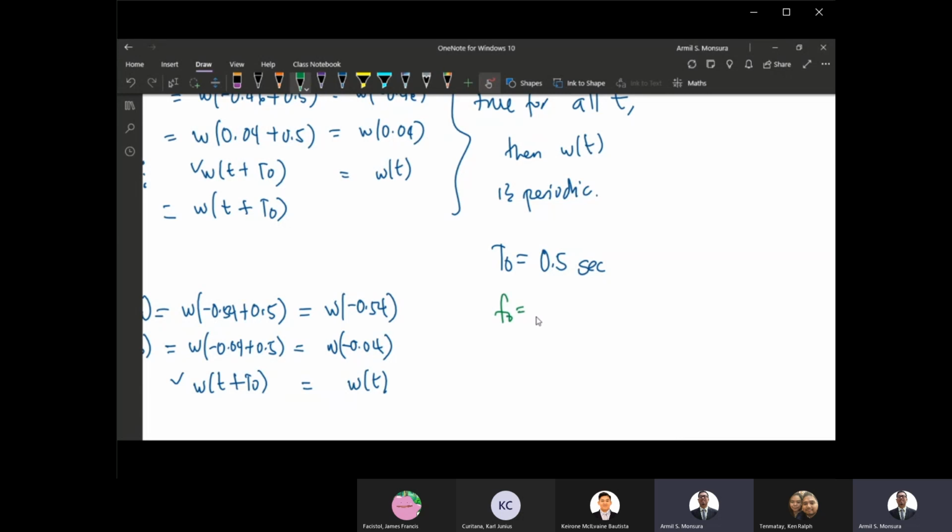Pag kinuha natin yung reciprocal niyan, that should give us the frequency of our waveform. So, makuha natin dito is 1 over 0.5 second. So this will give us 2 cycles per second. Or ito yung mini-measure natin as 2 Hertz.